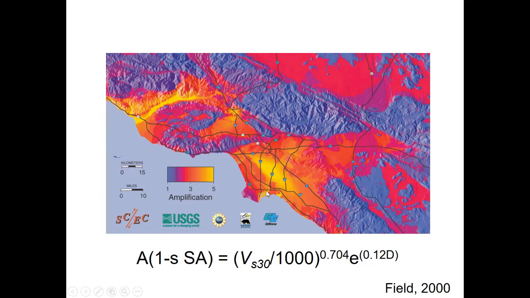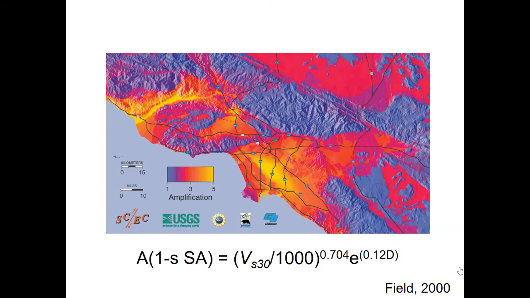Now one key point for my talk is if you look at this map, it suggests that the worst shaking is going to be in these yellow areas. That's where the strongest amplification is going to be. But I've explained that amplification depends on the period of shaking. And this map doesn't tell you what period of shaking. Is this amplification at 10 hertz?